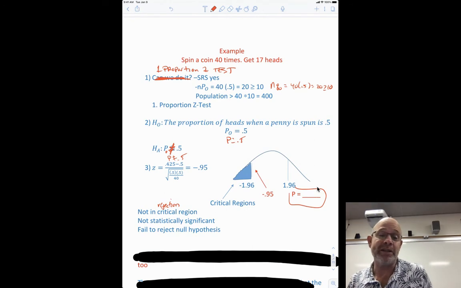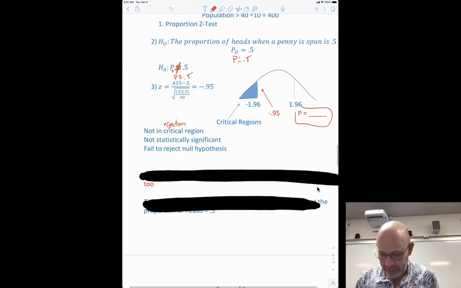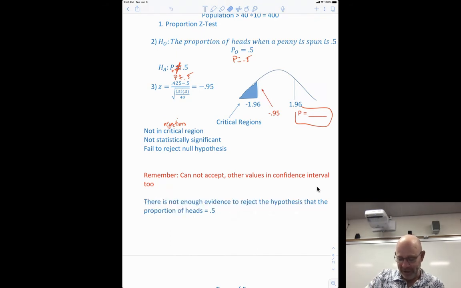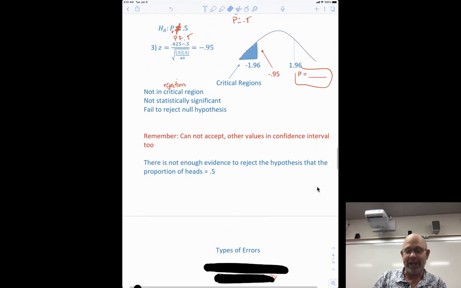If we had rejected the null hypothesis, we would have said there is evidence that the proportion of heads is not 50%. We would say there's evidence of the alternate hypothesis, okay? But we didn't. So we can't accept it. So all we do is say, very simply, there is not enough evidence to reject the hypothesis that the proportion of heads is 50%.